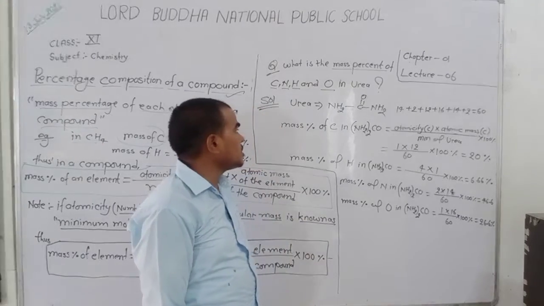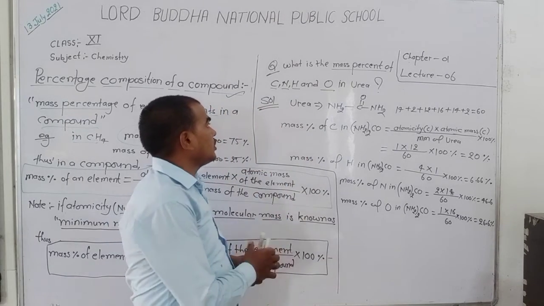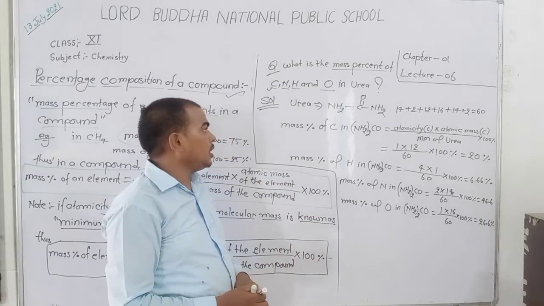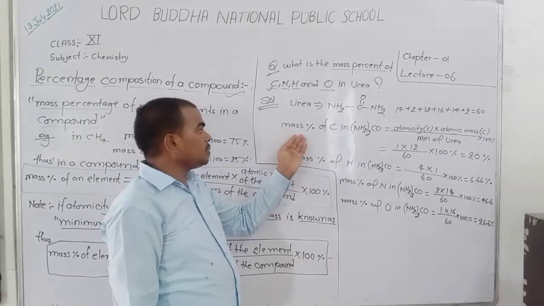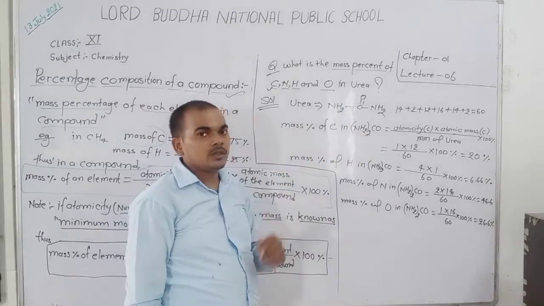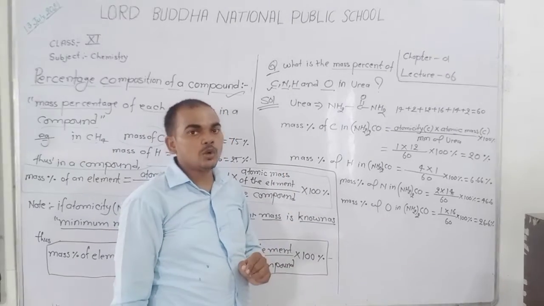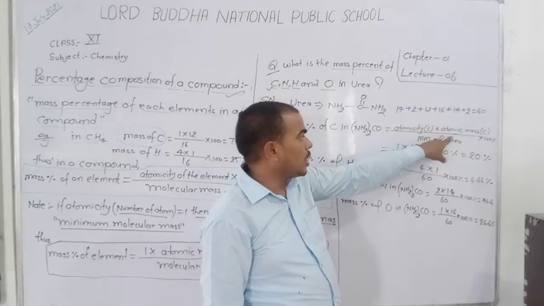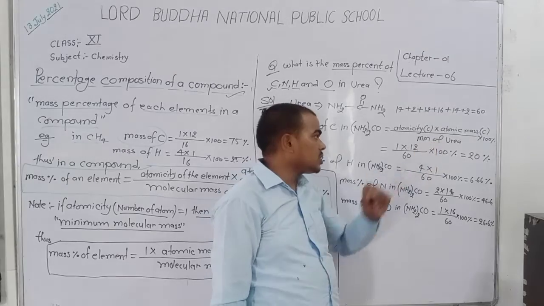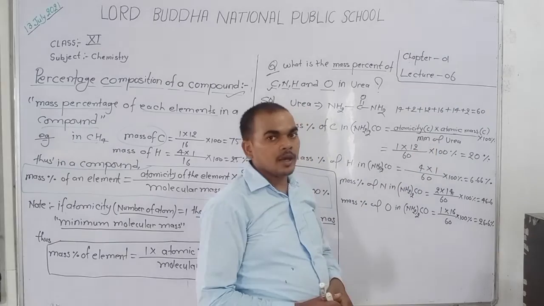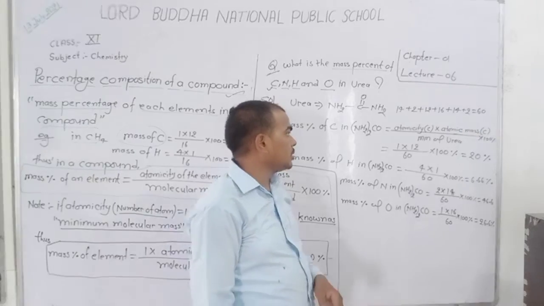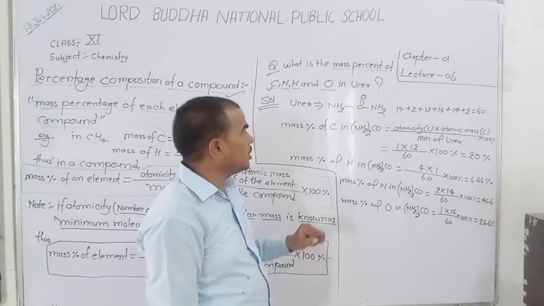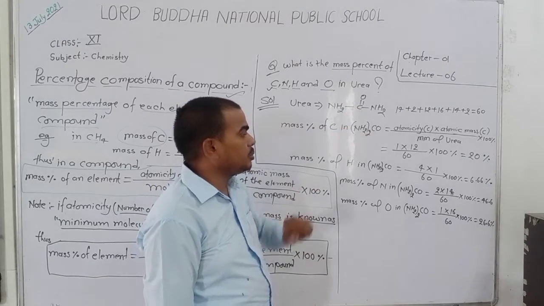Now, dear student, firstly we calculate the mass percent of carbon in urea. The mass percent of carbon in urea, (NH2)2CO, is equal to the atomicity of carbon into the atomic mass of carbon, upon the molecular mass of urea, multiplied by 100%. Dear student, in the compound urea, you observe only a single carbon is present.